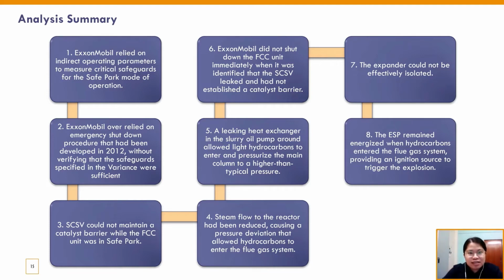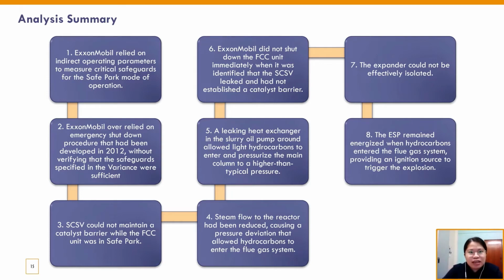So the next is the slide bath could not maintain the catalyst barrier. Reduced steam flow rate caused pressure deviation that allowed hydrocarbon to enter the flue gas system. Next, the leaking heat exchanger allowed the light hydrocarbon to enter the pressurized main column.